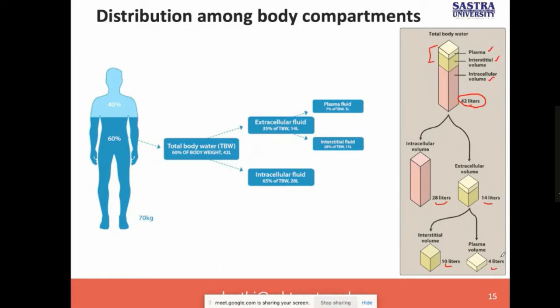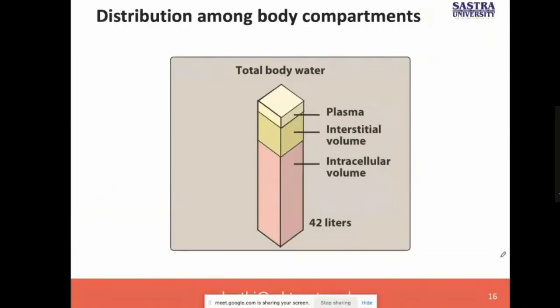Yes, sir. Okay, this is what I explained, right? So I just keep this. Are you clear about what is interstitial volume and intracellular?